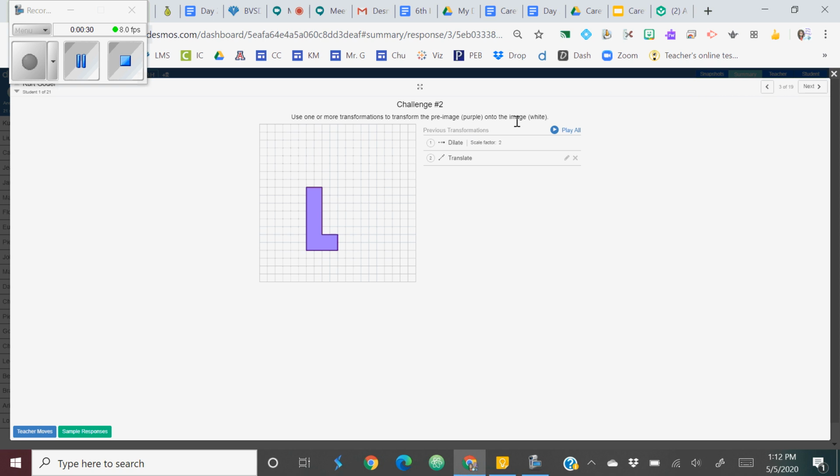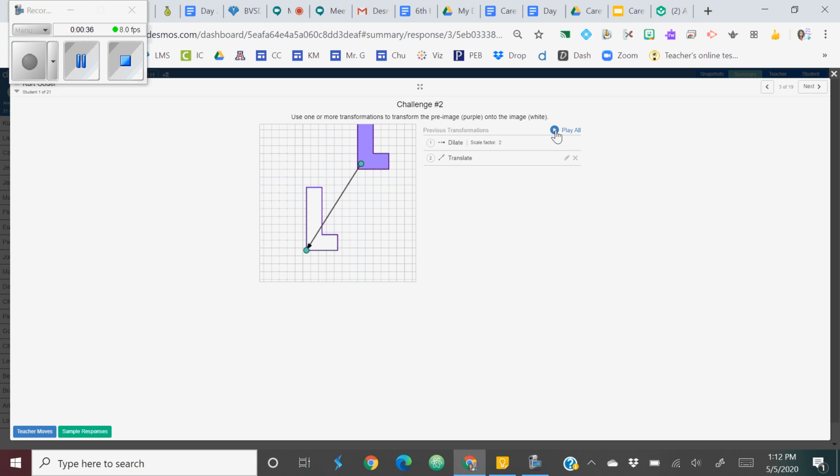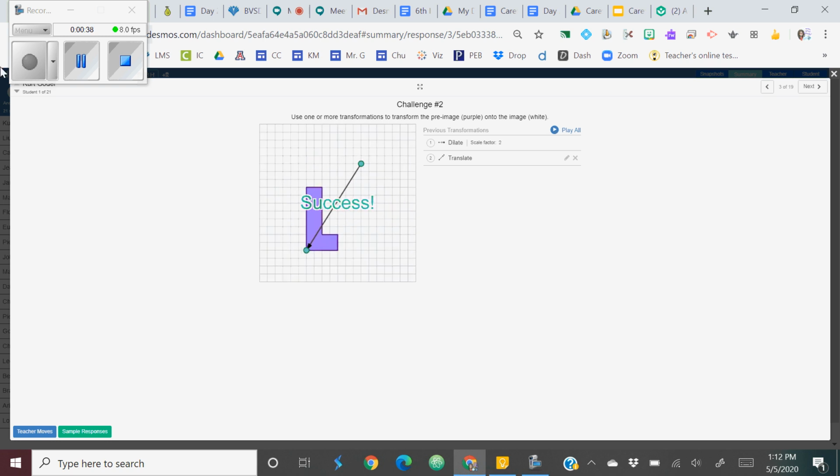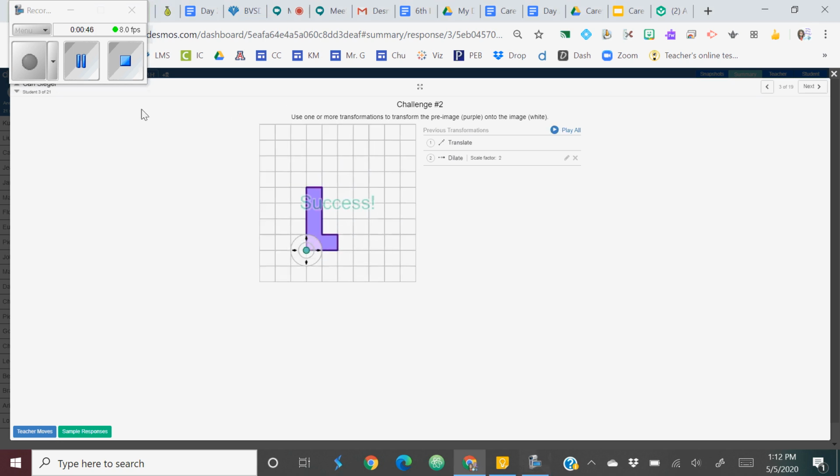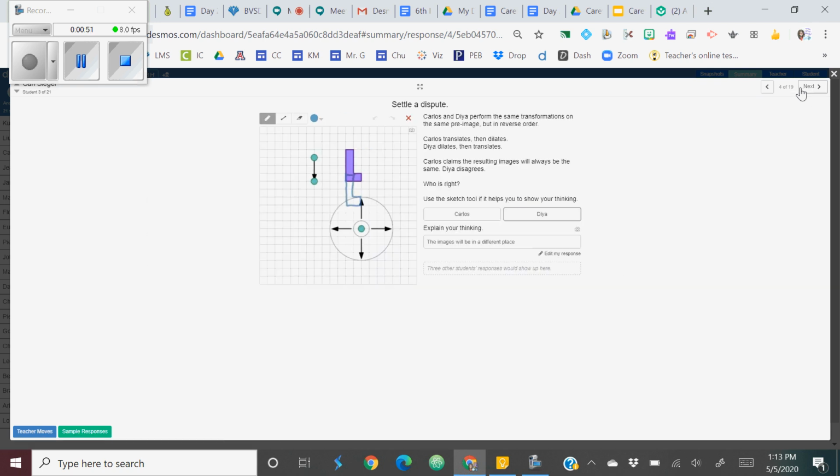Challenge number 2, a little bit more variety here. One solution was dilate and translate. I don't remember if I saw any others. I'll take a quick look. Yeah, there were quite a few people that did translate, then dilate. And then this next one.